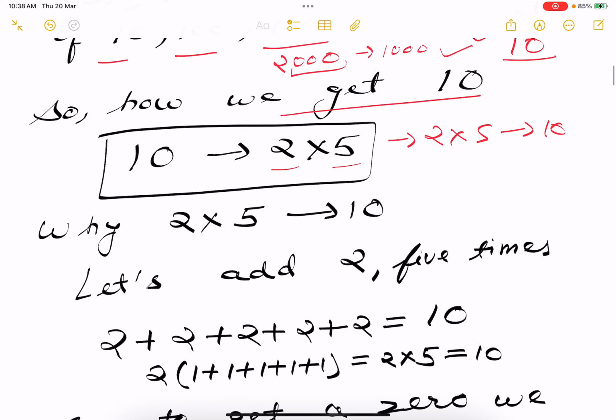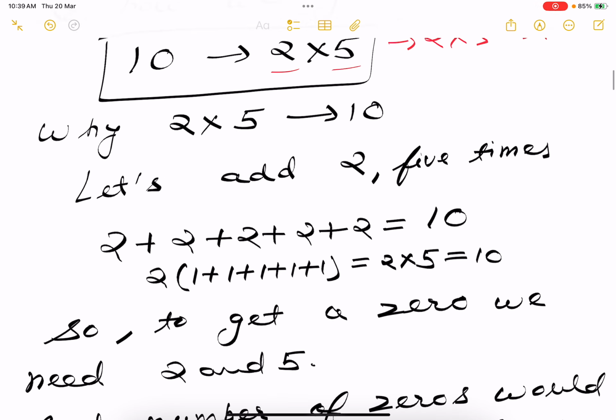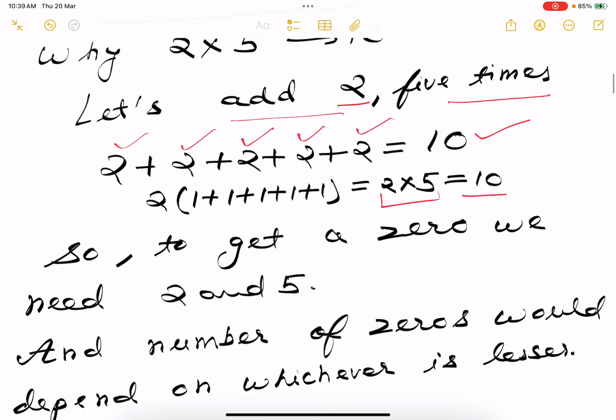Okay. So now you must be wondering why 2 into 5 is 10. So try to add 2 five times. 2 plus 2 plus 2 plus 2 plus 2. अब हमने 2 को 5 बार जोड़ दिया तो हमारे पास क्या आया? 10 आया. तो हम ये लिख सकते हैं कि 2 into 5 is 10.